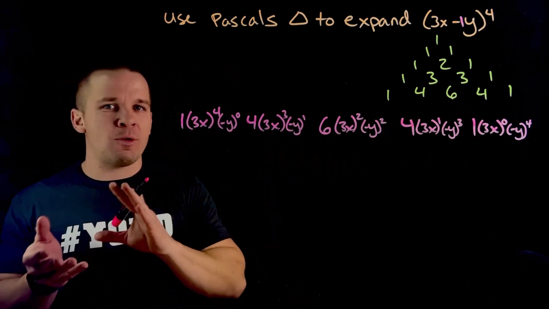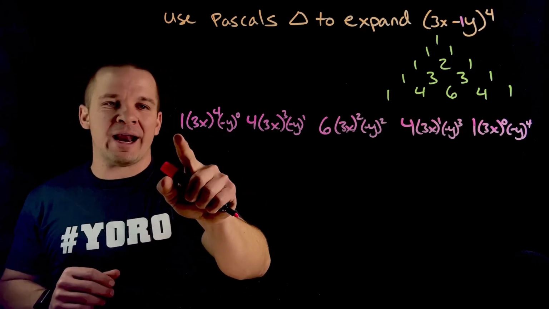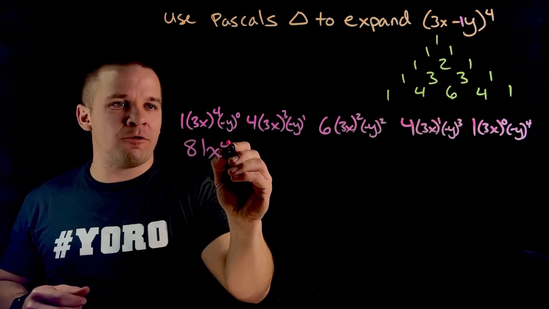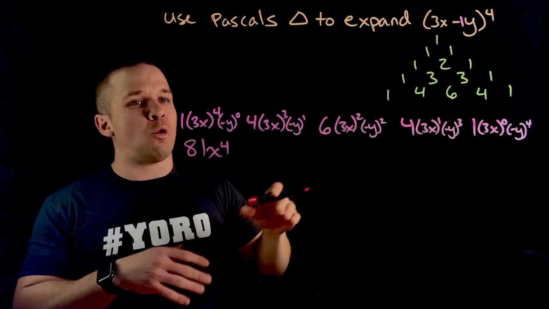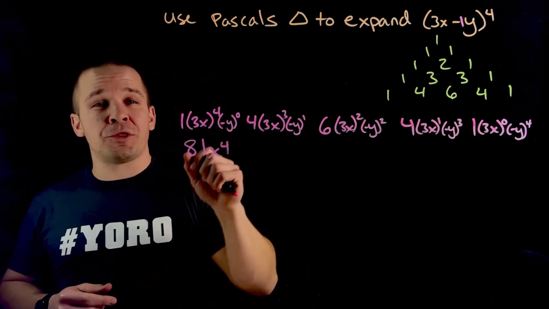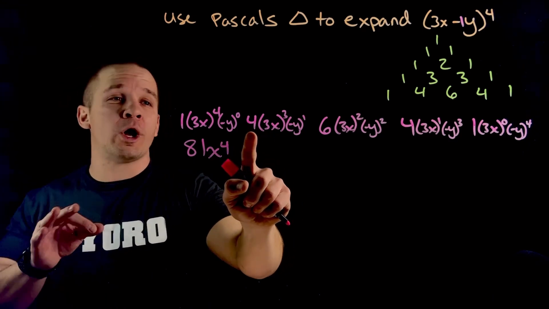Now let's simplify each term here, right? The 1 doesn't matter. 3 to the fourth is 81, so we're going to have 81x to the fourth. That negative y to the 0 is just 1. Poof, it's gone. Next one here, we have 3 to the third. That's 27. 27 times 4 is 108.